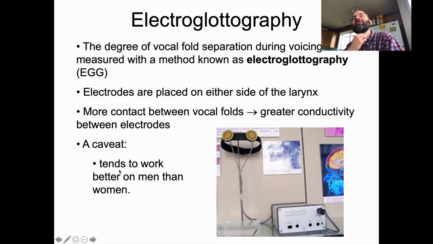Because of the angle of the thyroid, this tends to work a little bit better on men than women, just because this juts out a bit more. It's easier to get contact on either side of the vocal folds for guys than for ladies. But either way, that's the basic principle of how it works. You're shooting electricity across your larynx as you speak. So when the folds are closed, you get more conductivity. When they're open, you get less.